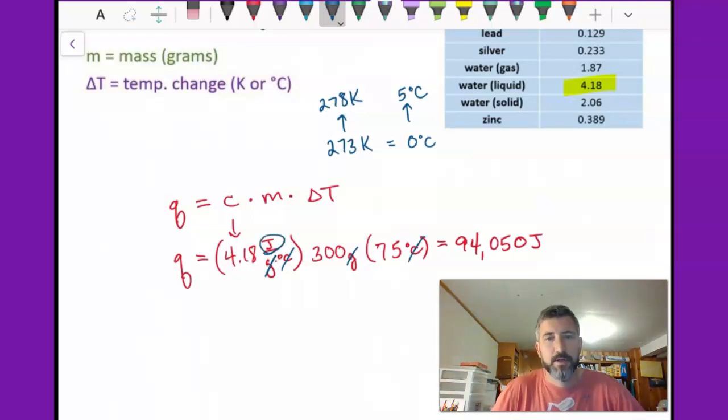All right, let's try another problem. Oh, and by the way, that's a big number, and that's okay because joules, we kind of talked about this before when we talked about the number of joules in a chicken sandwich or whatever. Joules are really, really, really small measures of heat.